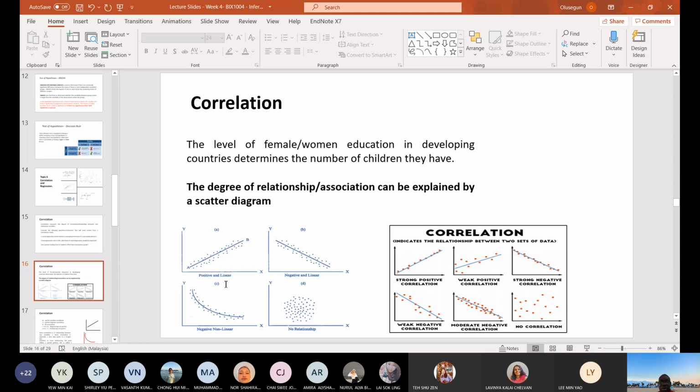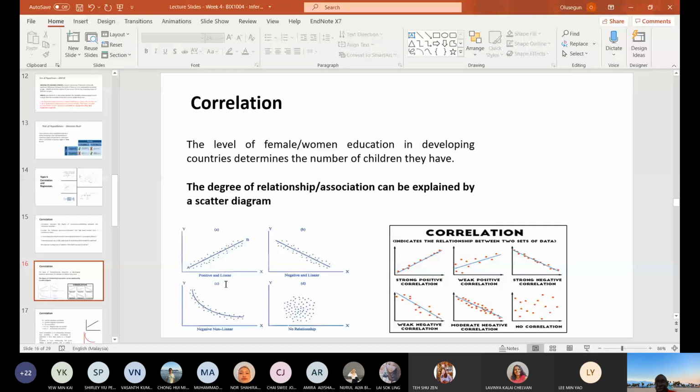So if the level of education determines the number of children you have, in what direction? The higher your education goes, the fewer the children, or the higher your education goes, the higher the number of children. All this can be explained in the scatter diagram.